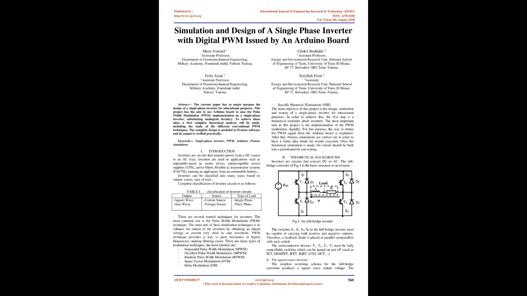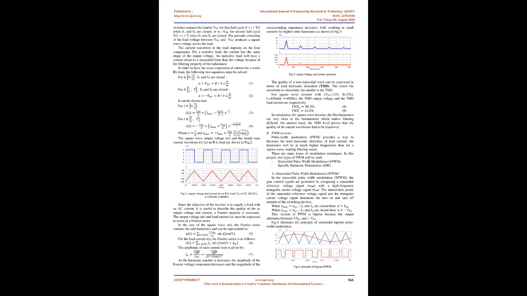for educational purposes. In order to achieve this, the first step is a theoretical reminder about inverters. The most important task in this project is the implementation of the PWM modulation digitally. For this purpose, the way to obtain the PWM signal from the Arduino board is explained. After that, Proteus simulations are carried out in order to have a better idea about the results expected. Once the theoretical simulation is made, the circuit should be built into a proto board for real testing.